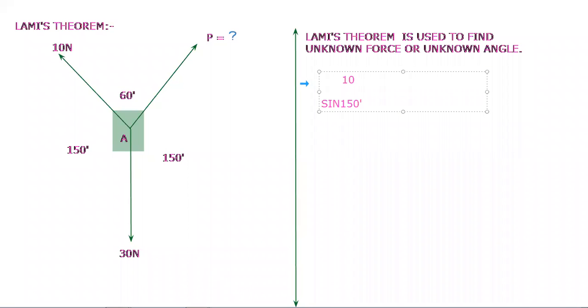then 30 Newton divided by sine of 60 degree in this case, and the third one is force P divided by sine of 150 degree, as per the diagram.